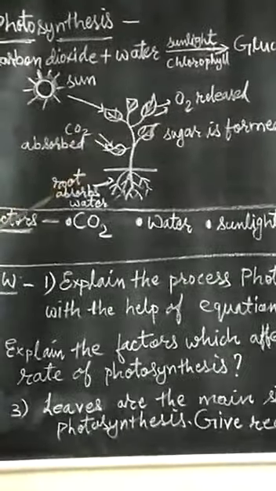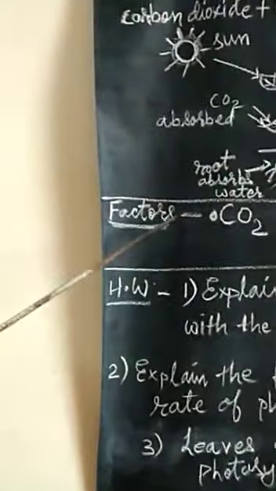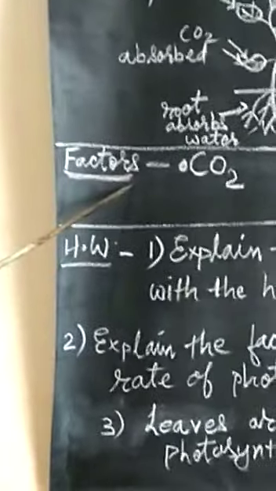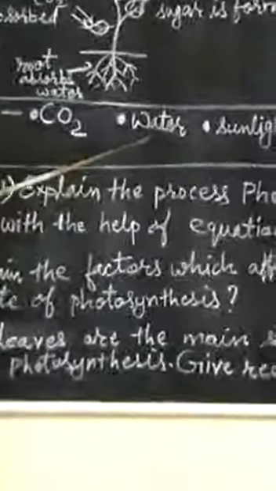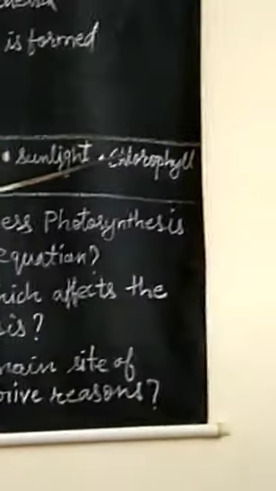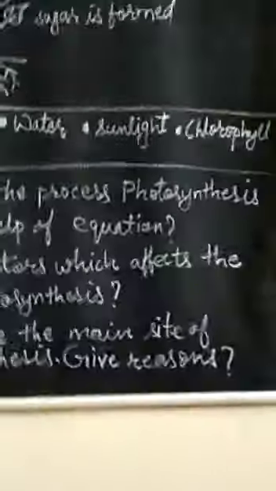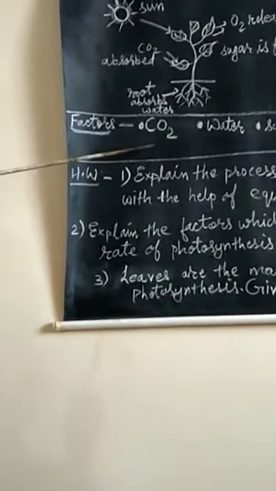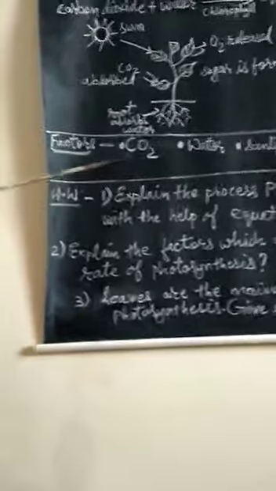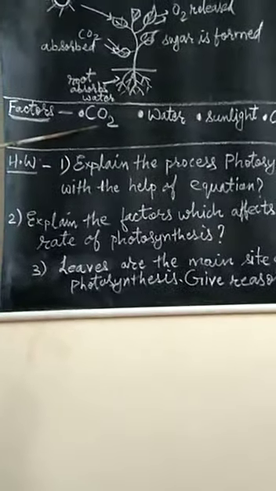Now there are different factors which affect the rate of photosynthesis. The factors are carbon dioxide, water, sunlight, and the last one chlorophyll. Let's see the first one, carbon dioxide. If carbon dioxide is present in air in large quantity, means the concentration of CO2 in air increases, it will increase the rate of photosynthesis.